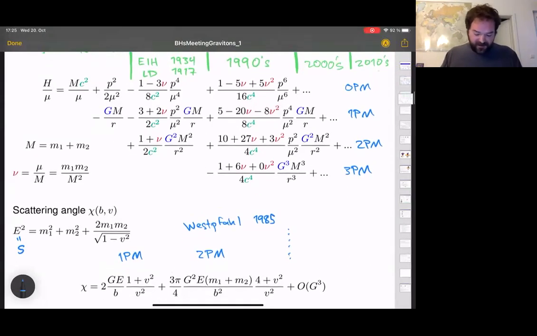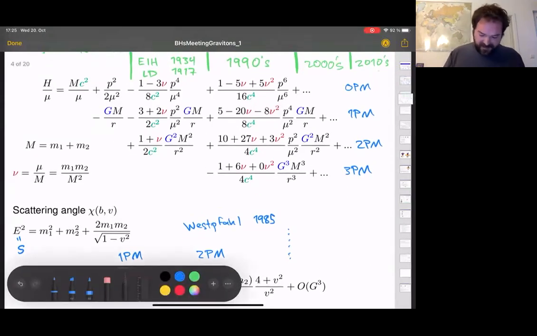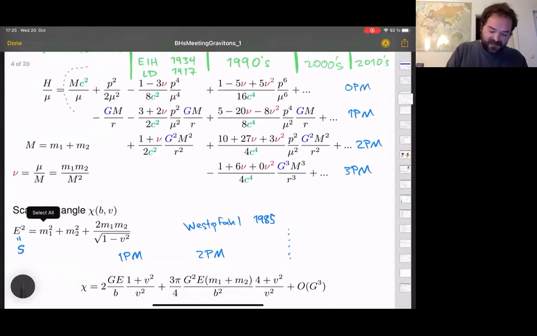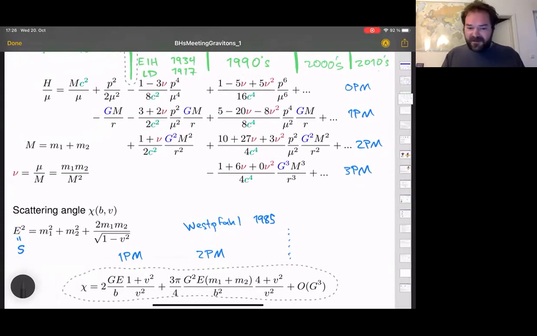And I'm claiming that, up here in this Hamiltonian, all of that information, so everything up to the 2PM level, which of course here looks much more complicated, all of that information is in this very simple function down here.